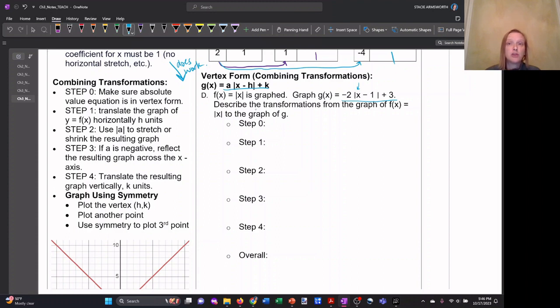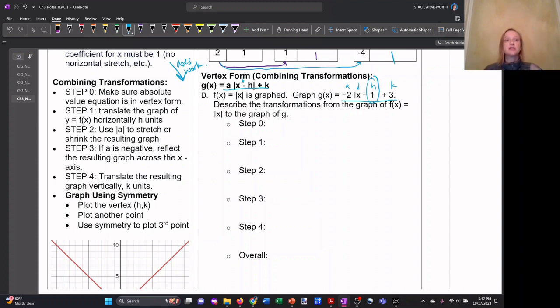So -2 is my a value. 1 is h. Not -1, 1. Notice that negative sign is supposed to be there in the equation, and therefore my h value is just 1. And my k value is 3.